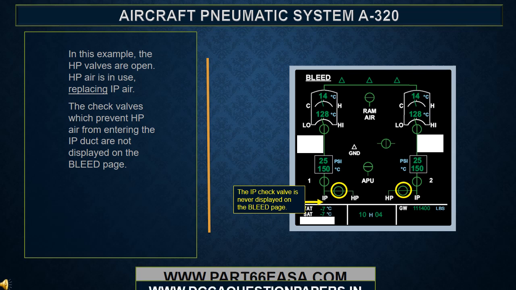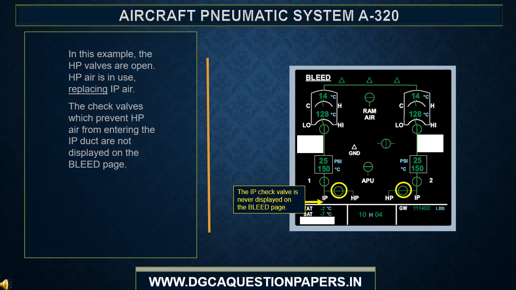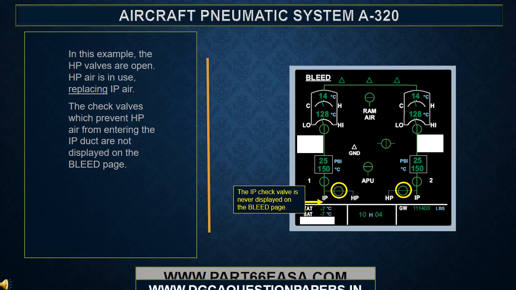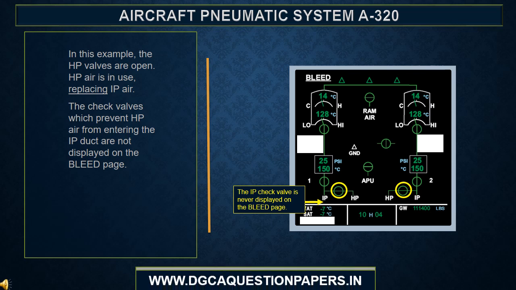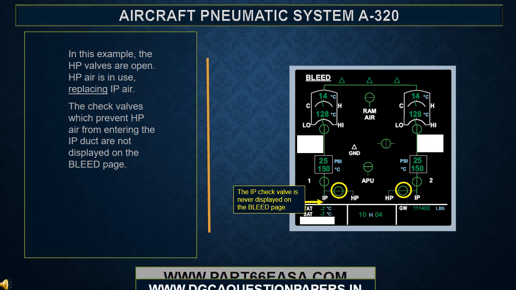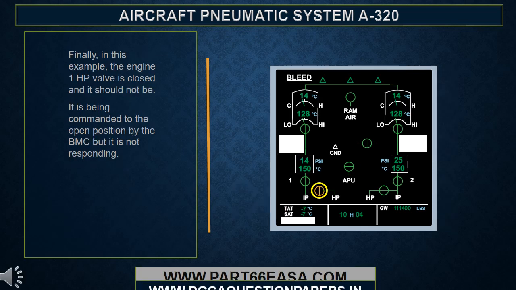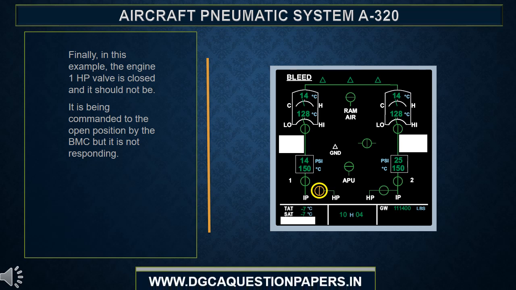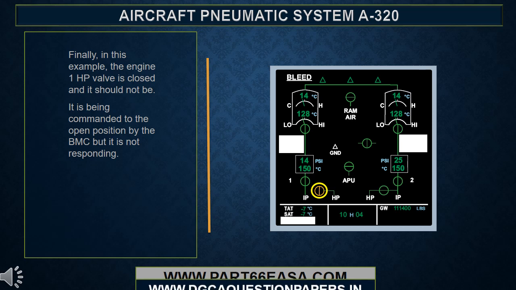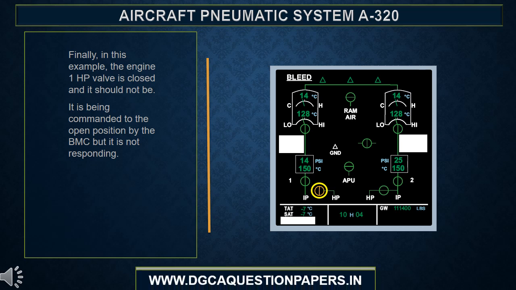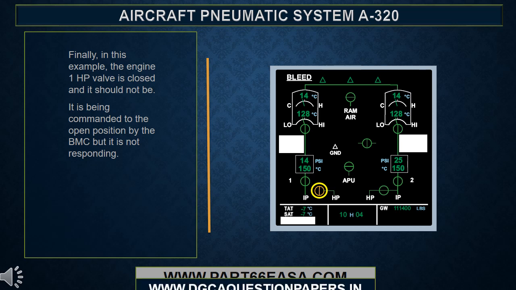In this example, the HP valves are open. HP air is in use, replacing IP air. The check valves which prevent HP air from entering the IP duct are not displayed on the bleed page. Finally, in this example, the engine 1 HP valve is closed and it should not be. It is being commanded to the open position by the BMC, but it is not responding.